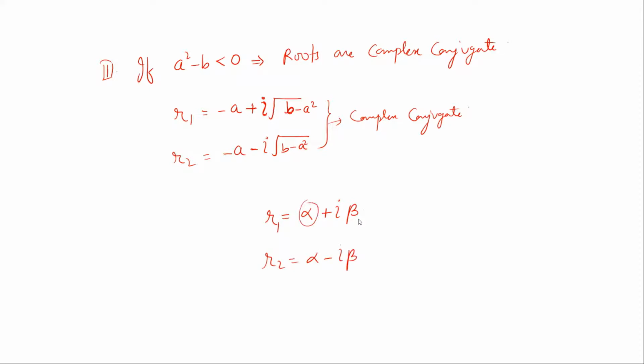Alpha here is the real part and beta is the imaginary part, which is here written as root of b minus a square, and the real part is written as minus of a. Okay, alpha is minus of a and beta is under root b minus a square. So we have seen the three cases here. Let us solve three examples one by one.